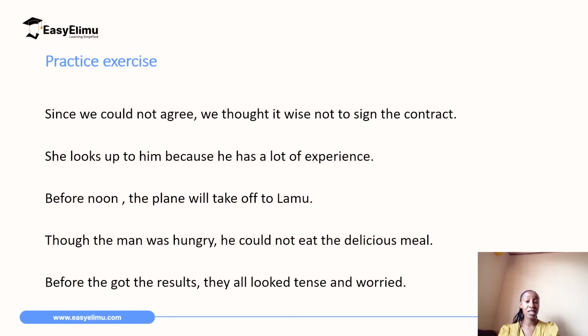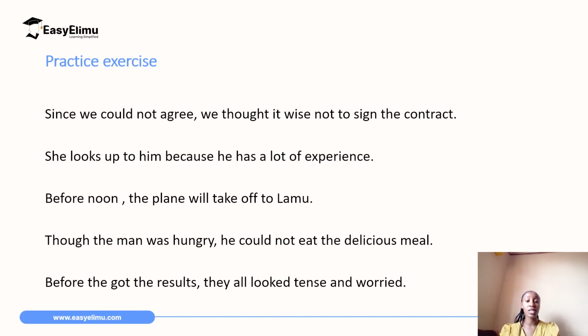In this sentence, it has started with the subordinate clause, since we could not agree. Since is the subordinating conjunction. And because this sentence has started with the subordinate clause, we have to put a comma after that clause. So since we could not agree is the subordinate clause, and then we thought it wise not to sign the contract is the independent clause. It can make sense on its own. It can stand on its own.